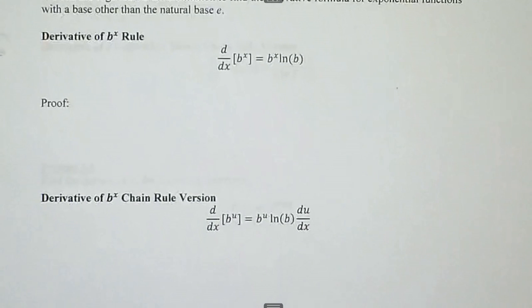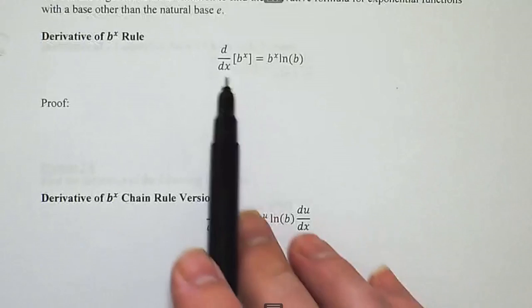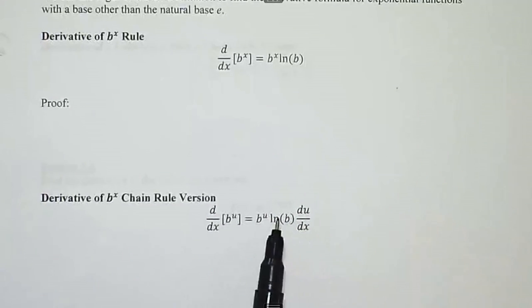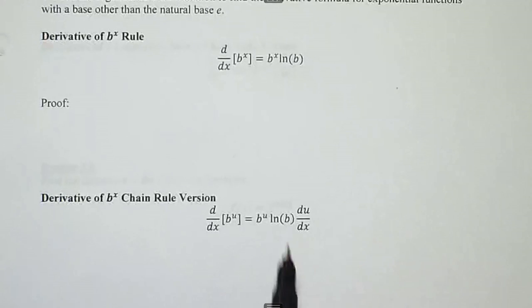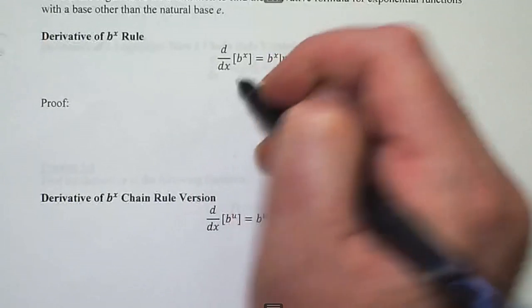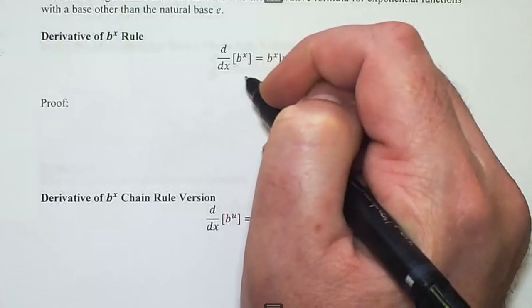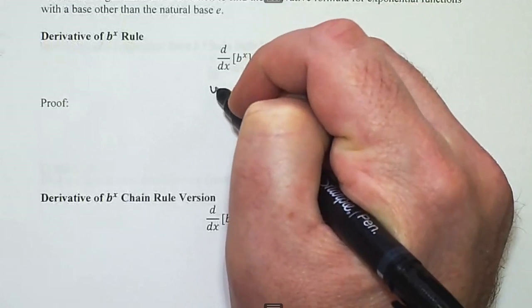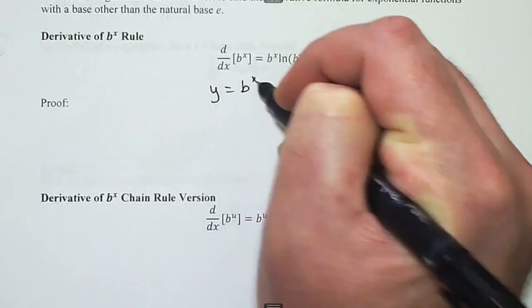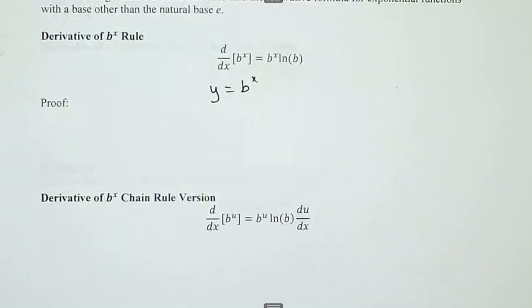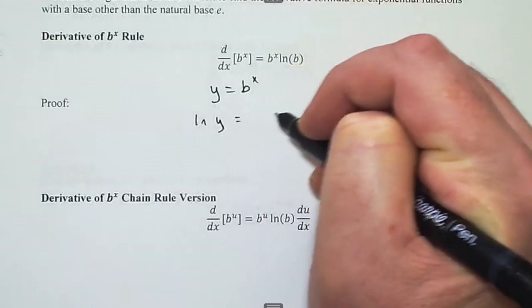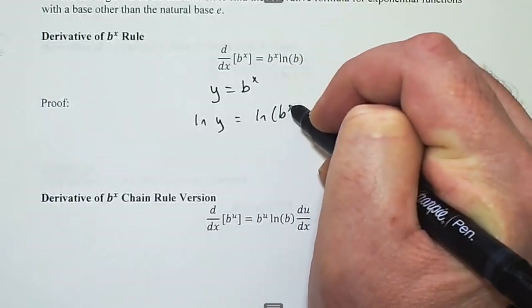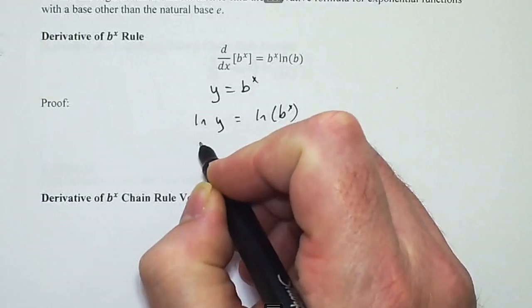So let's derive the formula. The derivative with respect to x of b to the x is b to the x times the natural log of b. So let's do it. I'm going to say that I have a function y equals b to the x. And what I want to find is y prime. So I'll take the natural log of both sides. That allows me to bring down the exponent.